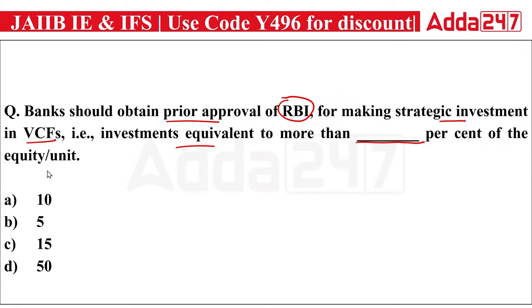So venture capital funds, we know, were introduced in the year 1972 on the recommendation of the Bhatt committee. Venture capital collects funds from various investors and invests that fund in startups only. Now, a bank should obtain the approval of RBI if it wants to make a strategic investment in venture capital. And when the bank is allowed to make the investment, the investment will be equivalent to more than dash percent of your equity or unit. And the answer is it should be 10%. It should be 10% of the equity.